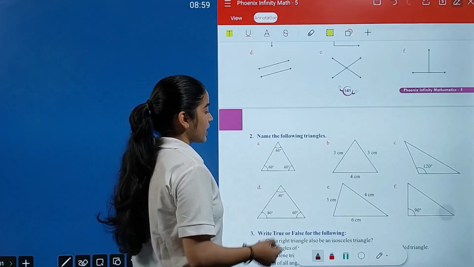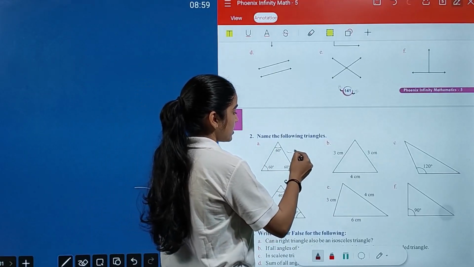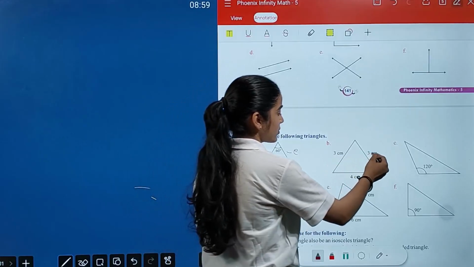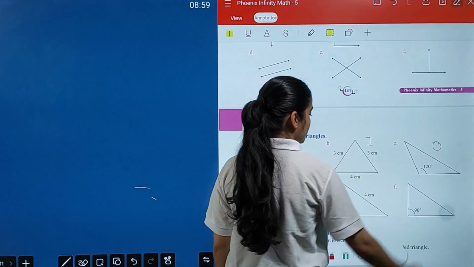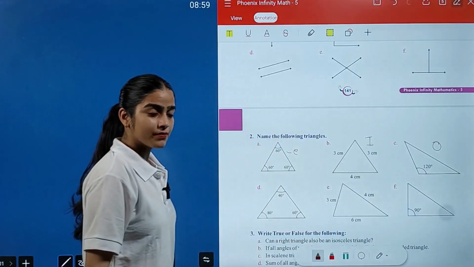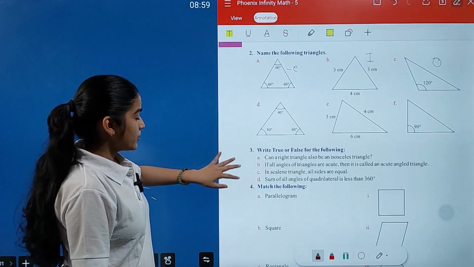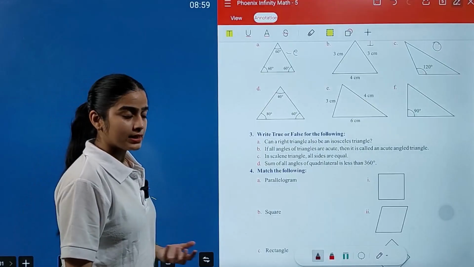Name the following triangle. 60, 60, 60. It is an equilateral triangle. 3, 3, 4. Isosceles triangle. 120 degrees. This is an obtuse triangle. Rest of the three you have to classify among obtuse, right, equilateral, isosceles and scalene triangle.